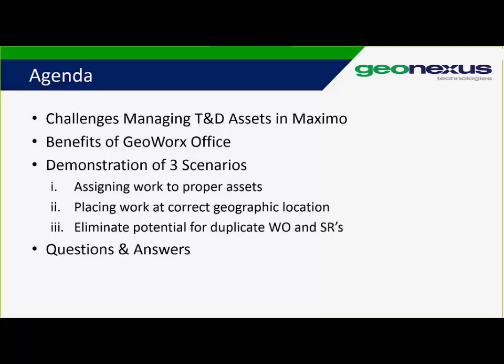The second use case that we want to look at is placing work at the correct location on a linear asset. We may have something that's a linear asset like a long pipe, right? We want to understand where specifically we did that work along that linear asset. And then the third use case we want to talk about is eliminating potential for duplicate work orders and service requests within Maximo. We will leave time for questions and answers, and throughout this webinar, like Lindsay mentioned, feel free to use the Q&A tool in your webinar GUI to pose some questions to us.